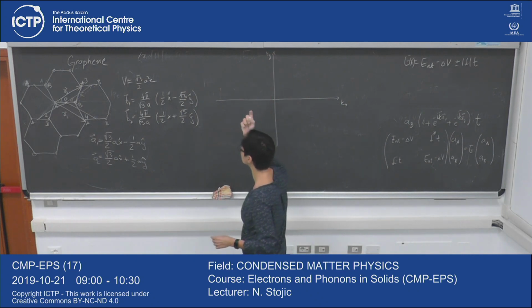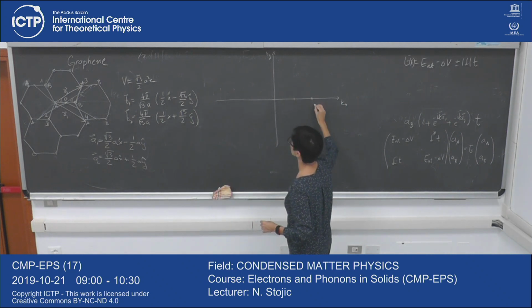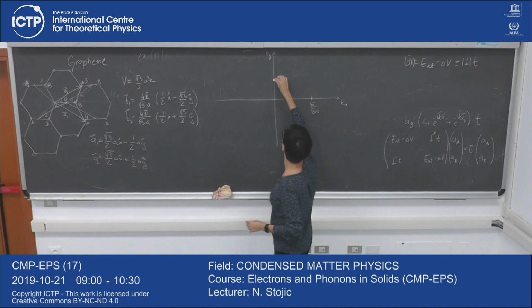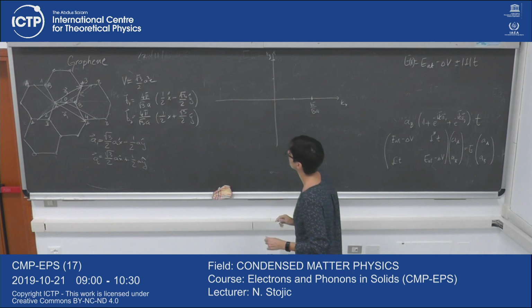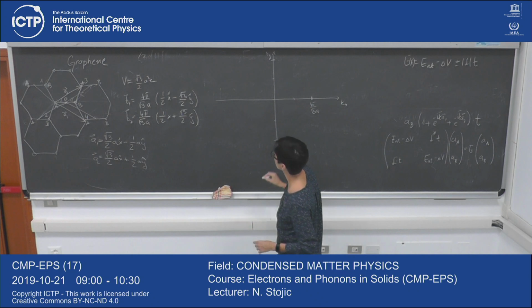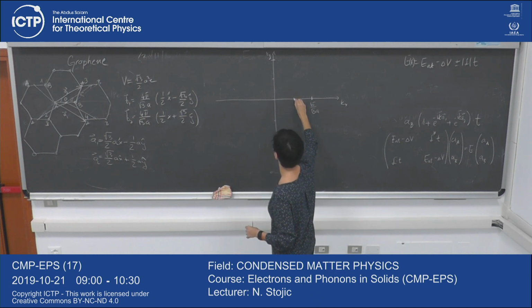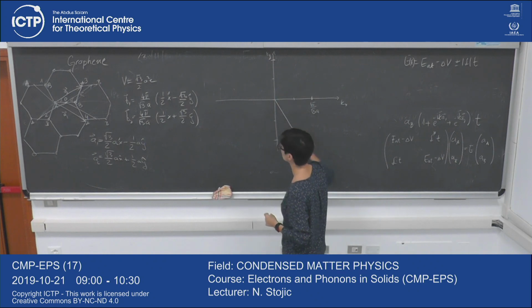Right. This is 1 in the units of 4 pi over square root of 3a, and this is the same unit here. So B1 is 1/2 x minus 1.8, somewhere here, no? This is B1.